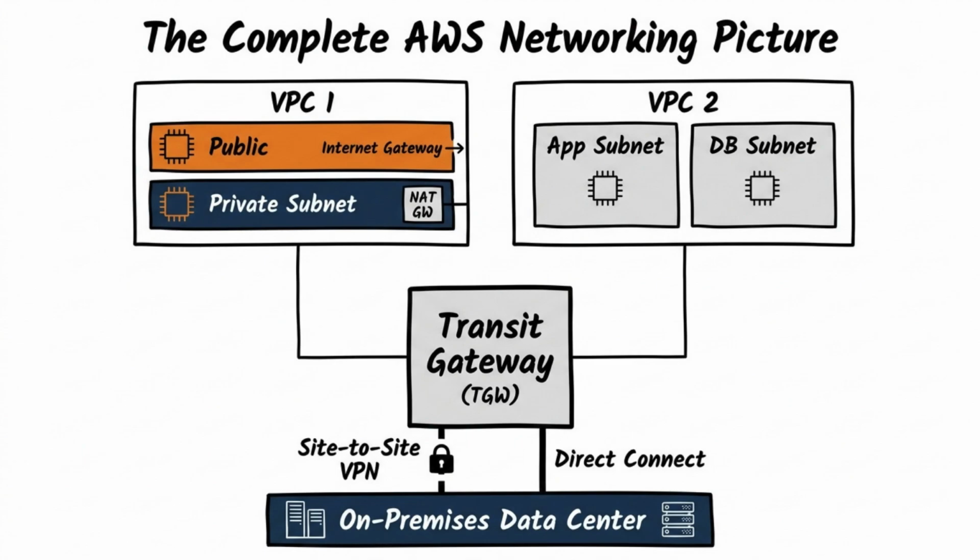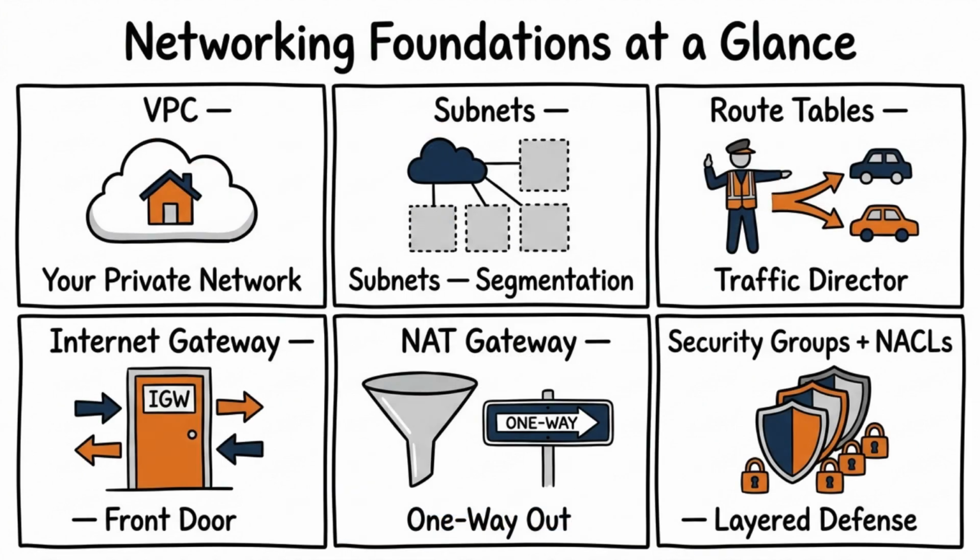Let's bring it all together. You now have a solid mental model of AWS networking across two layers. First, networking foundations, your cloud building blocks. Amazon VPC gives you a private, isolated network in the cloud. Subnets organize your resources into public and private tiers. Route tables direct the traffic. Internet gateways open the door to the internet. NAT gateways let private resources reach out without being reachable. And security groups plus network ACLs give you layered, defense-in-depth security.